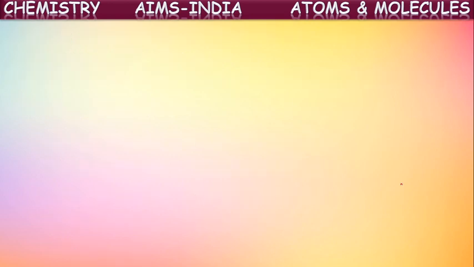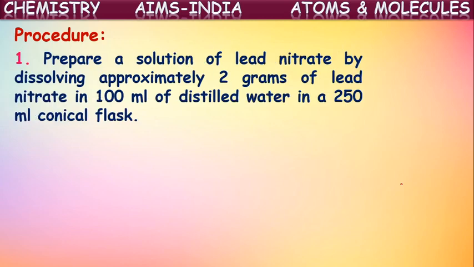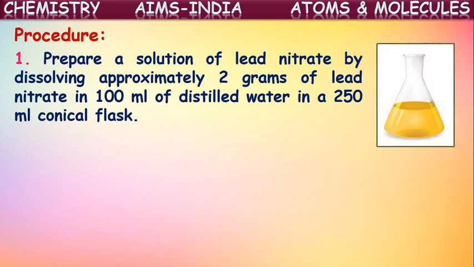Let us see here. First of all, we have to prepare a solution of lead nitrate by dissolving approximately 2 grams of lead nitrate in distilled water. Take around 100 ml of distilled water, and into that 2 grams of lead nitrate is added so that it forms a solution of lead nitrate. See here how it is shown. In this way, lead nitrate solution will be formed. This is prepared in the conical flask.